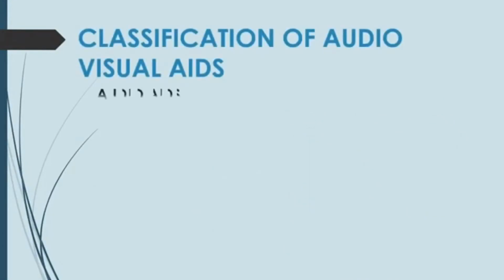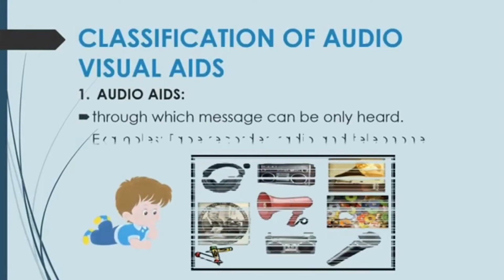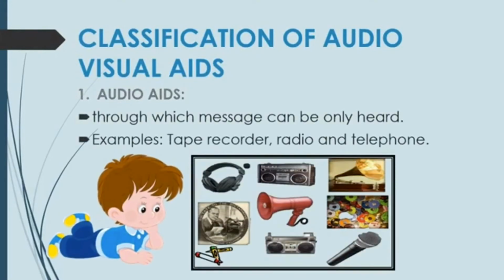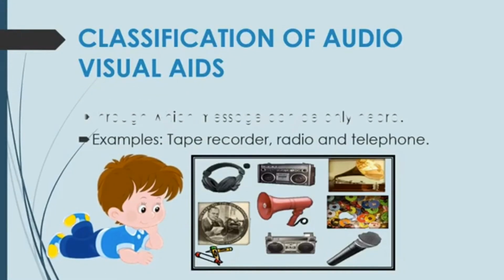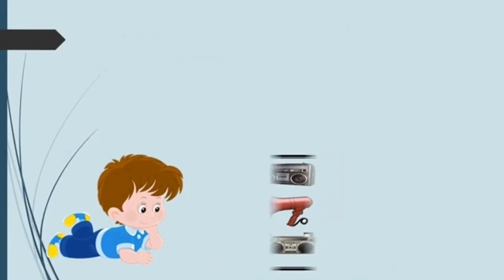Now let's move on to the classification of audiovisual aids. The first one is the audio aids. The instructional devices through which the message can only be heard are known as audio aids. Examples: tape recorder, radio, microphone, and headphones.